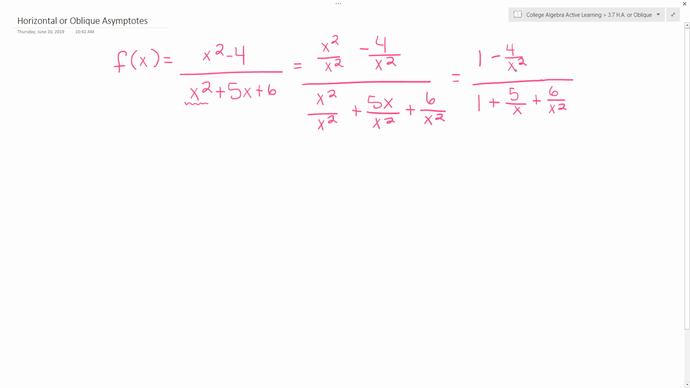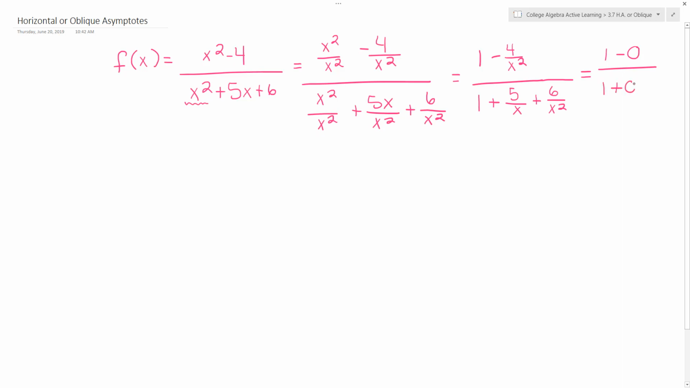Anytime there's an x in the denominator, since we are talking about a horizontal asymptote, we're thinking about x going to either positive or negative infinity. So it's either a really big number or a really small negative number. Whenever you take a constant and divide it by something really big or really small, it goes down to 0. So all these terms that have an x in the denominator go to 0. So we're going to replace those terms with 0, and that's always the case.